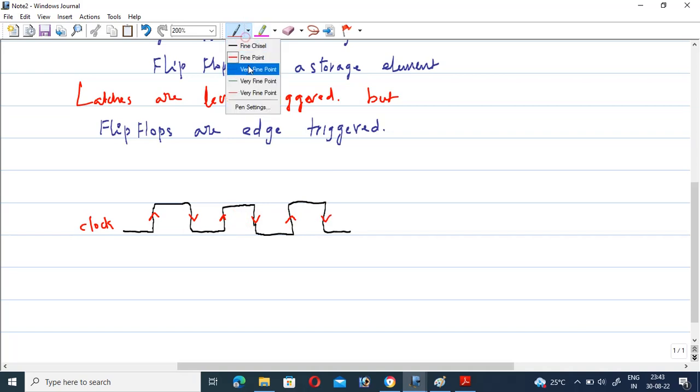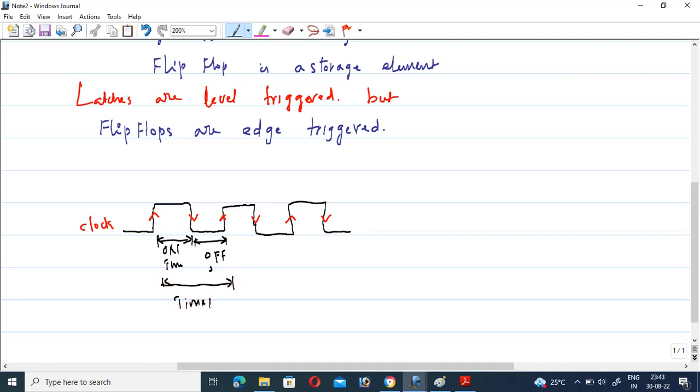Here, this is generally called the on period, or on time. This is called the off time, or off period. So the complete cycle is called the time period.